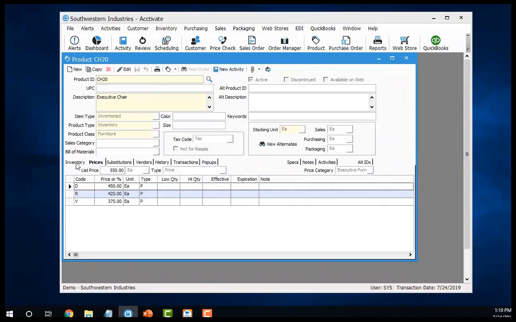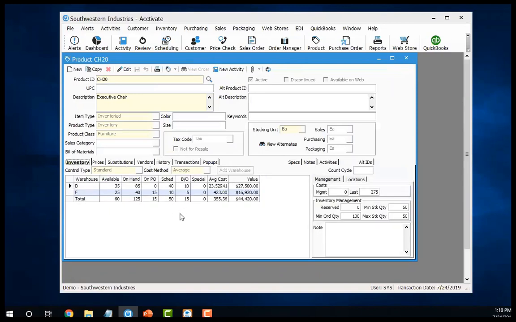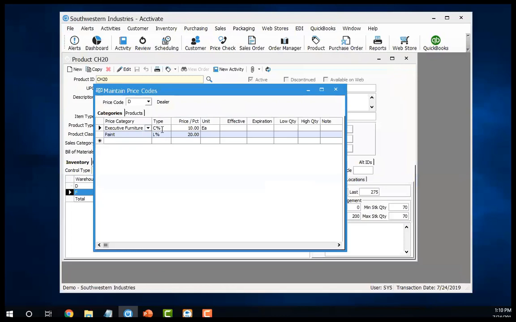Okay, going back to our CH20 product, we'll change the price types up a little bit and see how the types work. So CH20 in the F warehouse has an average cost of $423. So let's keep that in mind. If we go back to our price code maintenance window, right now this is set to a price, so it's just $400. Price type of P just populates with whatever that number is. So let's change the relationship.